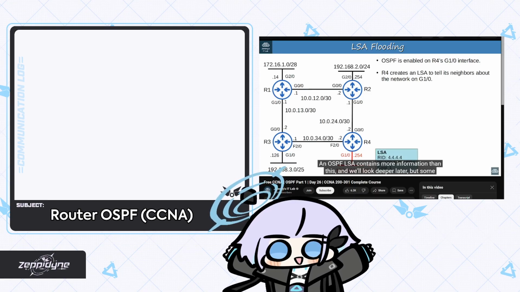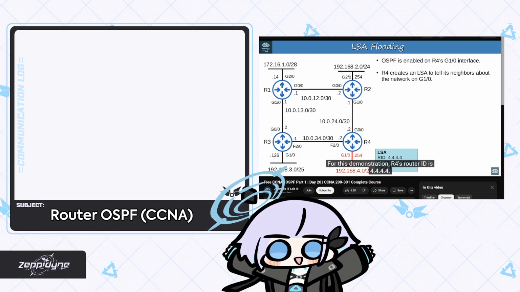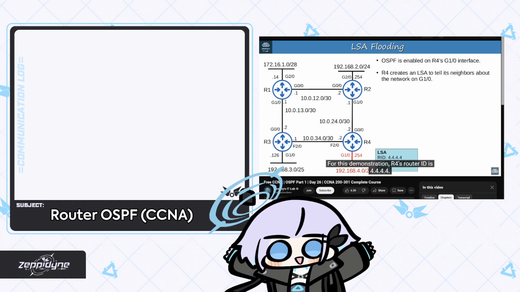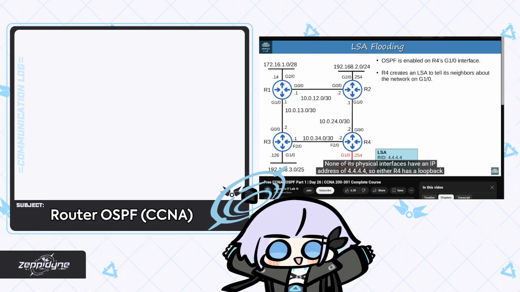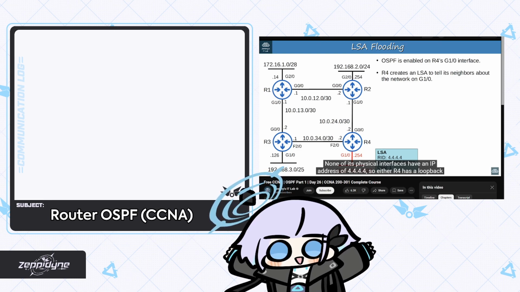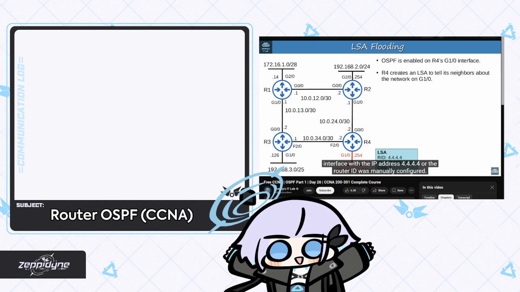An OSPF LSA contains more information than this, and we'll look deeper later, but some of the basic information in an LSA is the RID, the router ID. For this demonstration, R4's router ID is 4.4.4.4. None of its physical interfaces have an IP address of 4.4.4.4, so either R4 has a loopback interface with the IP address 4.4.4.4, or the router ID was manually configured.